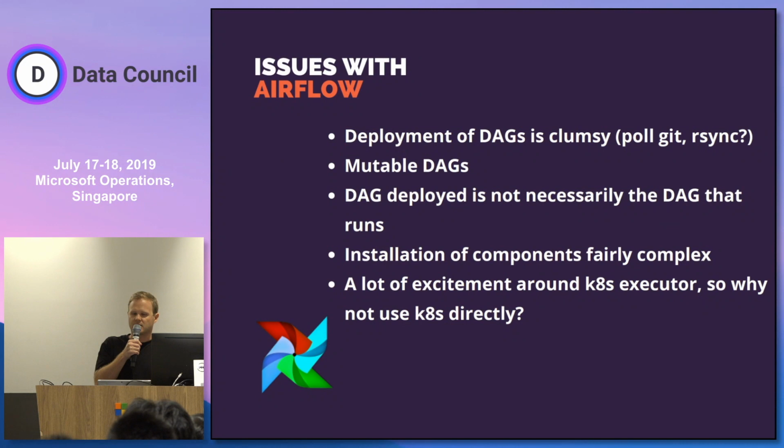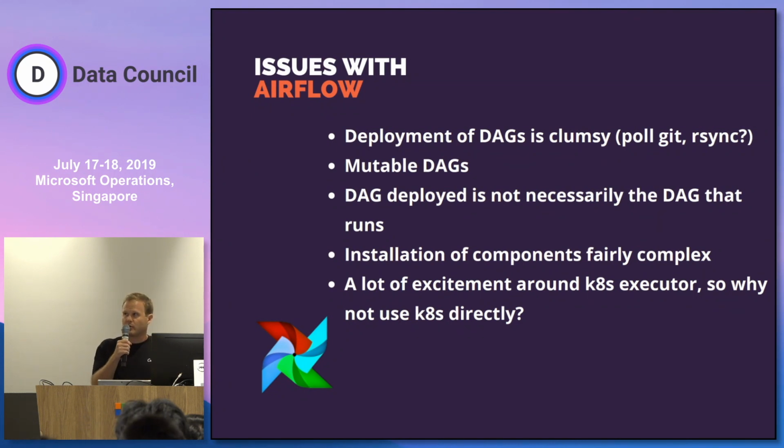The deployment of DAGs is clumsy, and you either have to poll Git or use rsync or some sort of shared file system to share the DAGs between the scheduler and the executors. There isn't an API to deploy your DAGs. This means that the DAG that is deployed is not necessarily the DAG that runs, because the DAGs on the scheduler and the DAGs on the executors are sort of eventually consistent.